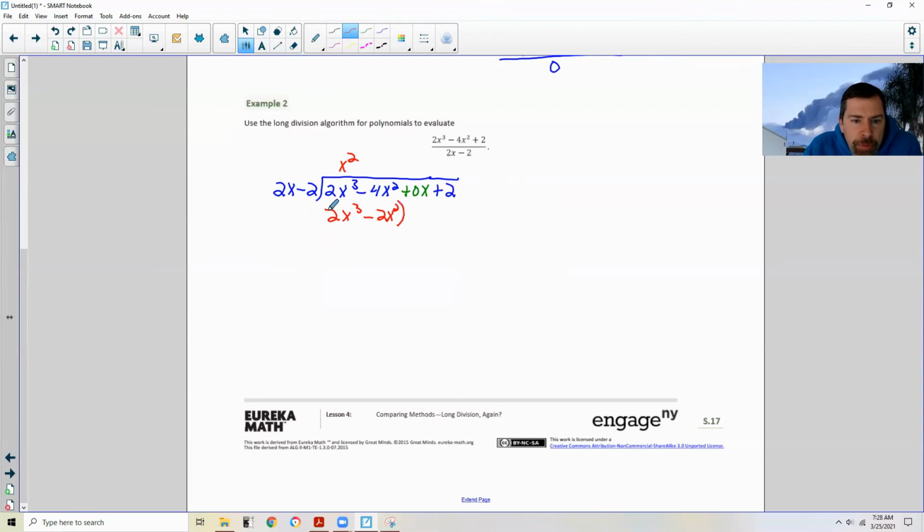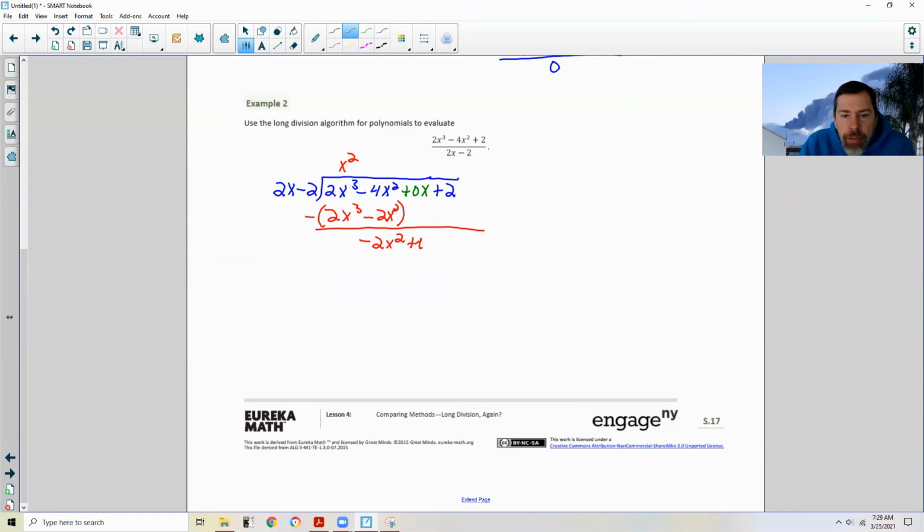Now I'm going to put this in parentheses again because we're subtracting the whole thing. And here's where you need to be careful. 2x cubed minus 2x cubed is 0. Negative 4x squared minus a negative 2x squared. Be careful there. It is a double negative, which means plus. Negative 4x squared plus 2x squared is negative 2x squared. Common mistake here would be saying, oh, negative 4x and negative 2 is negative 6. Whoops, no.